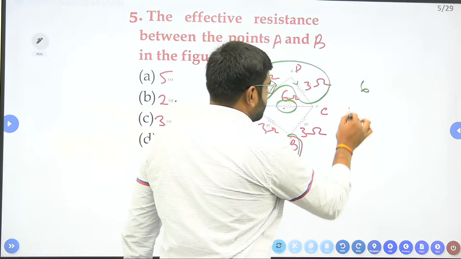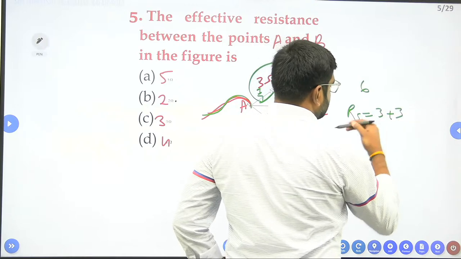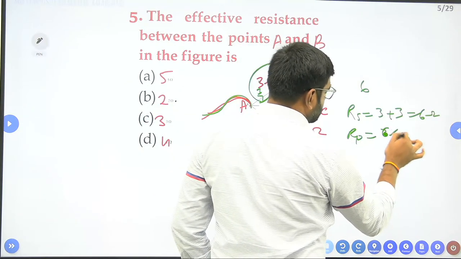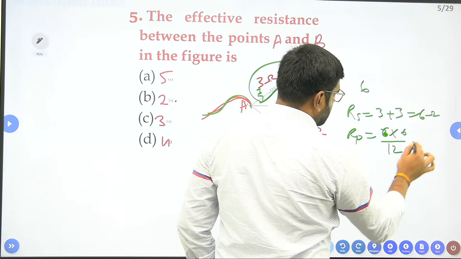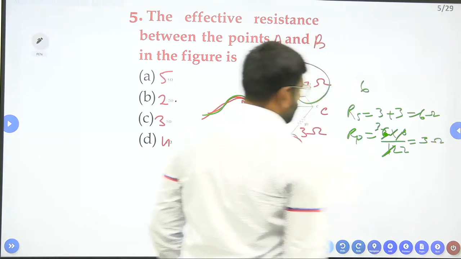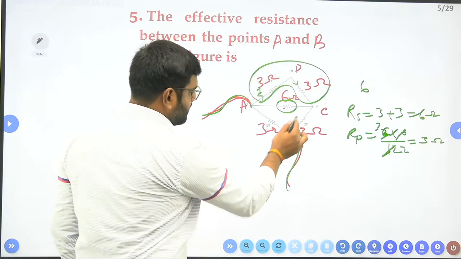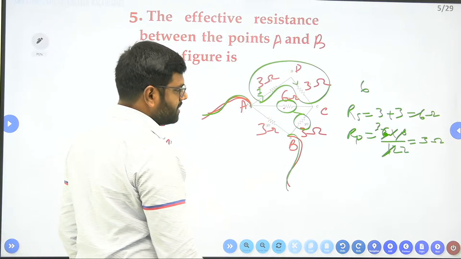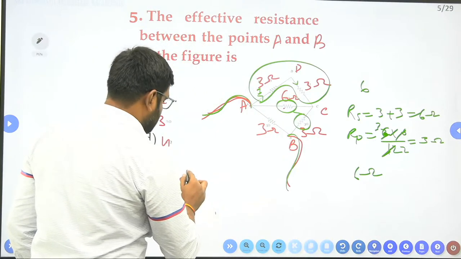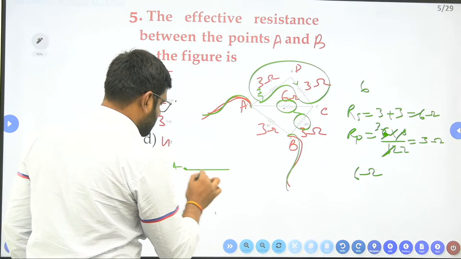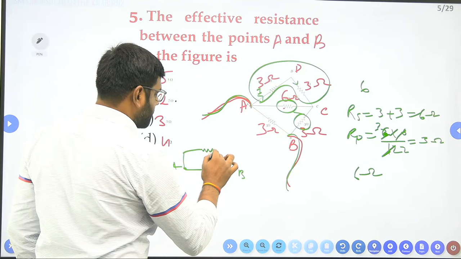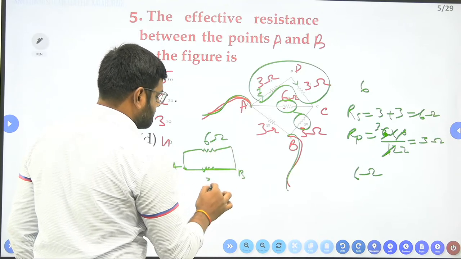So here first we have taken RS, 3 plus 3, it becomes 6 ohm. Now 6 and 6 are in parallel, take RP is equal to 6 into 6 divided by 6 plus 6, 36 by 12, that will be 3 ohm. So 3 and 3 will be in series again, then we will get 6 ohm here. Here this is the terminal A and B, and now we got the effective upper part as 6 ohm and this is 3 ohm we are having.